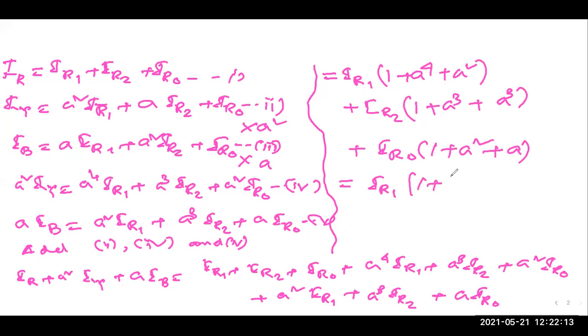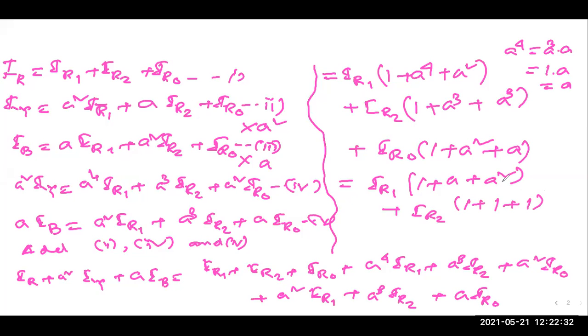Now this term, A to the power 4, we can write A cube into A. A cube means 1, so this is equal to A. So A to the power 4 is A, plus A square, plus IR2 will be 1 plus 1 plus 1 because A cube is 1. And IR0 will be 1 plus A square. This term will be equal to 0 and this term will also be equal to 0. So finally we have got, I have to erase.